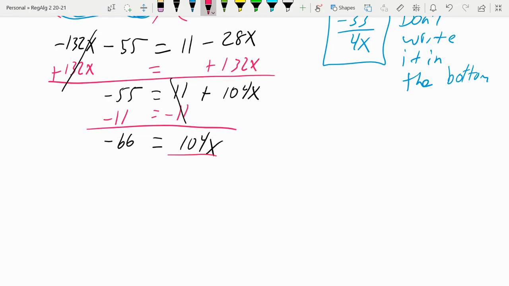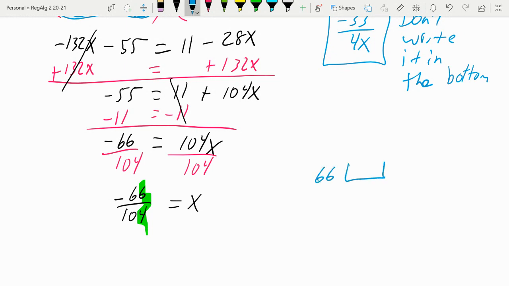Dividing both sides by 104, we have x is equal to negative 66 over 104. But like I said in the previous problem, I know I can reduce that because both of those numbers are even. So I'm just going to grab my calculator and type in 66, that fraction key, the ABC button, and 104. I'm going to hit equal.